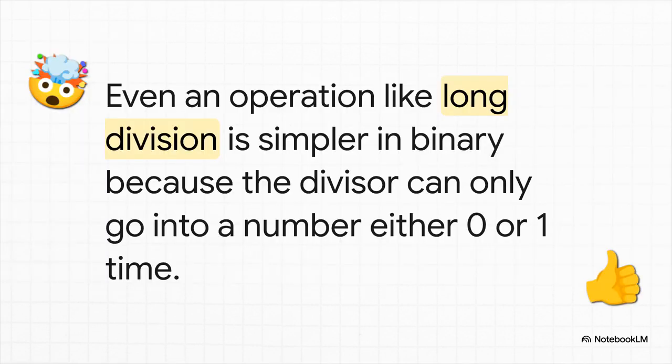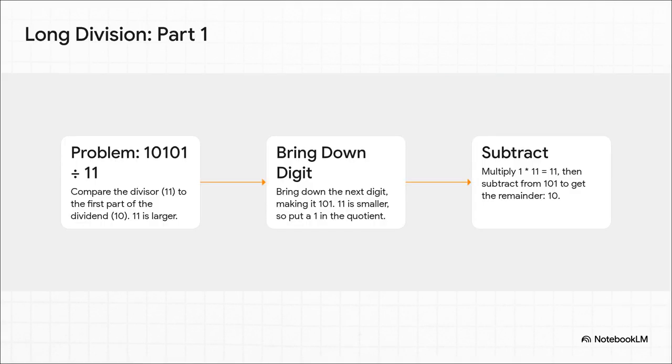All right, addition is simple enough. But what about something that probably gave us all nightmares in grade school? Long division. You might be shocked to hear this, but in binary, it's actually easier. Seriously. Ready to see why? So let's divide 10101 by 11. We start just like regular long division. Can 11 go into 1? Nope. What about 10? Still no. But it can go into 101.